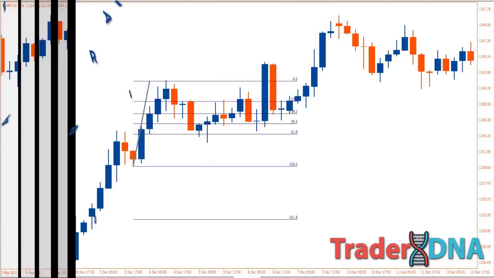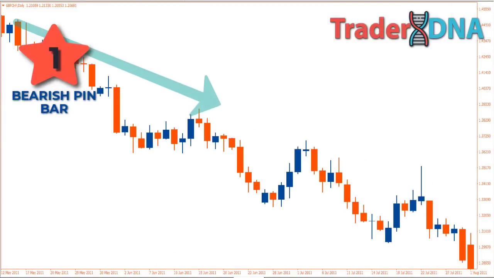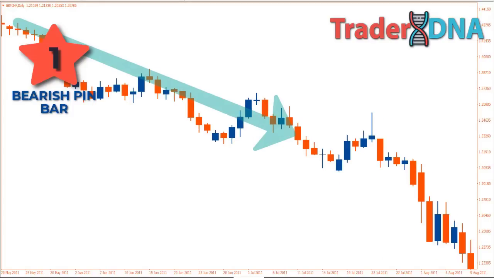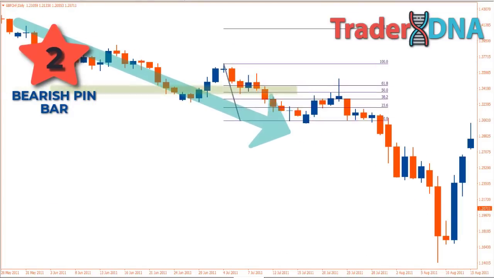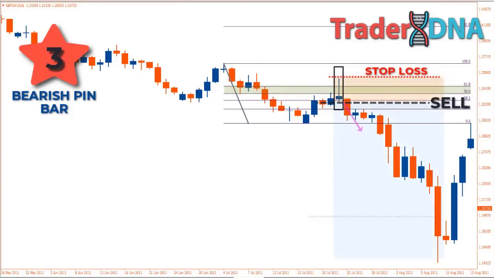For bearish pin bar. First, look for a bearish price thrust that clears below the previous swing low with strong momentum. Second, mark out a retracement zone between 50% and 61.8% of the price thrust. Third, after price rises up to the retracement zone, sell below the bearish pin bar price action signal when you have a pin bar price action signal present on the chart.